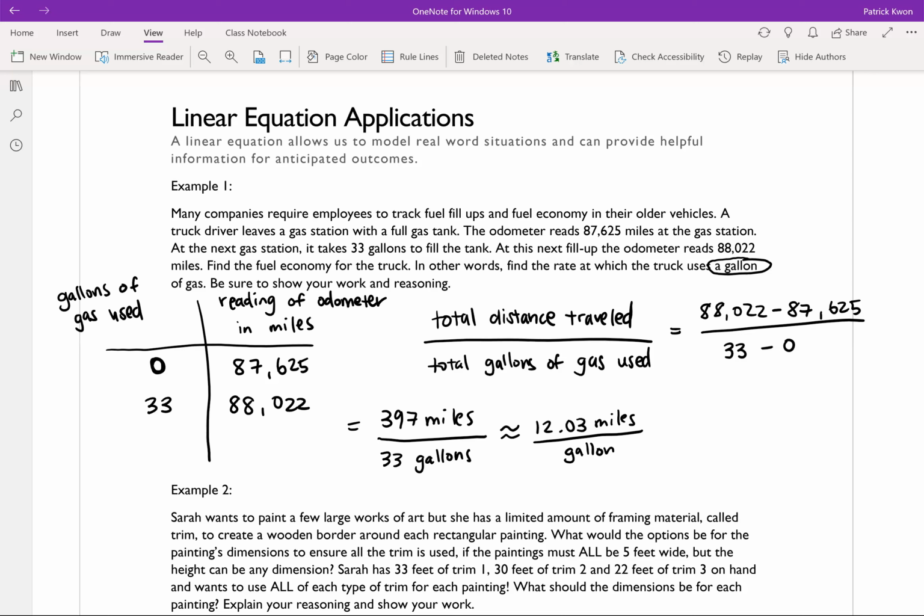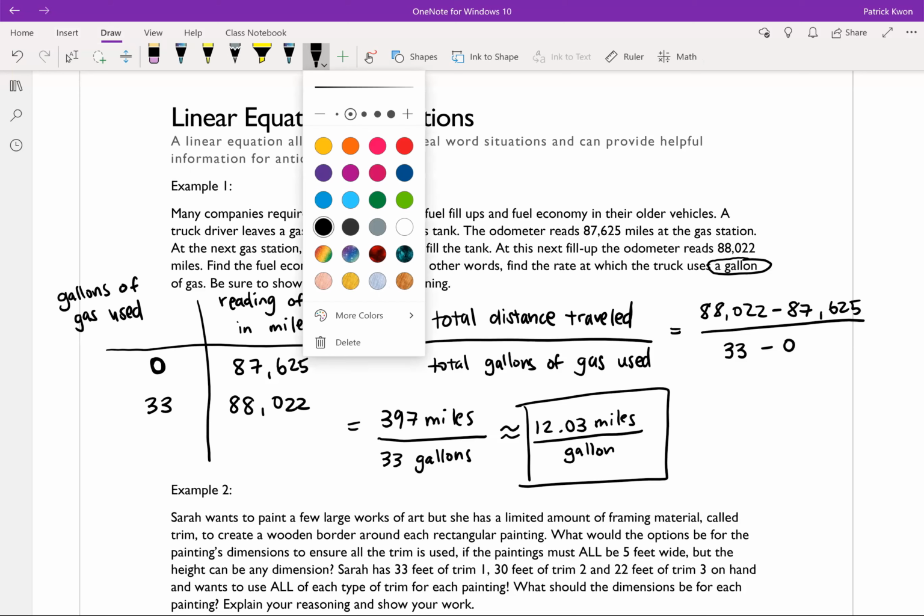But just as a point of reference, I used to drive a 2006 Toyota Corolla, and it averaged about 30 miles per gallon. And so about 12 miles per gallon is not great, but these are pretty big and old trucks. And so that is our answer there.